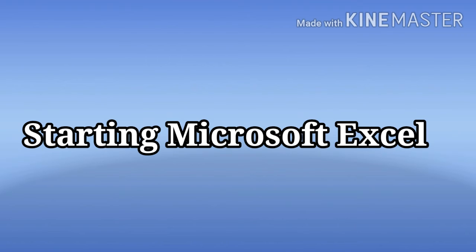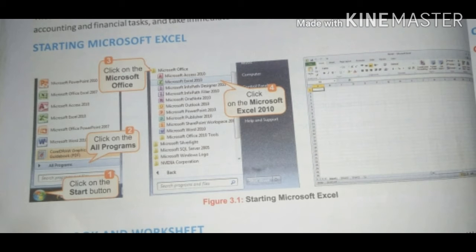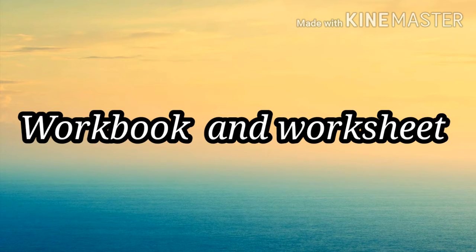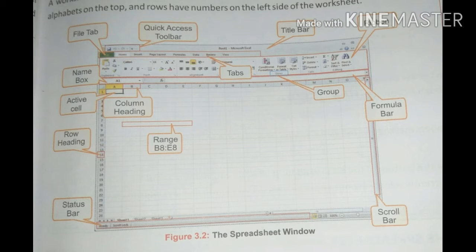Next, how can we start Microsoft Excel? As with all other programs, we know how to open. We will click on the Start button, click on All Programs, click on Microsoft Office, click on Microsoft Excel 2010. The Microsoft Excel window is opened. The opening screen, the Excel window that appears on the screen, is called a workbook. We can see the name of that workbook on the top. On the title bar we can see Book1.